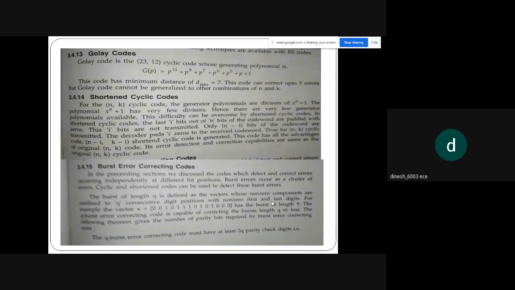Instead of writing the cyclic code as n comma k, we wrote n minus i comma k minus i, which is your shortened cyclic code. This shortened cyclic code has the same error detection and correction capabilities as the original n comma k cyclic code. Only the factorization problem, that few generators are available for 7,4, was solved by using shortened cyclic codes n minus i, k minus i.